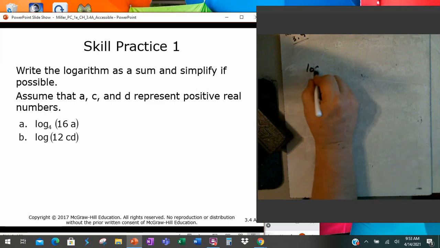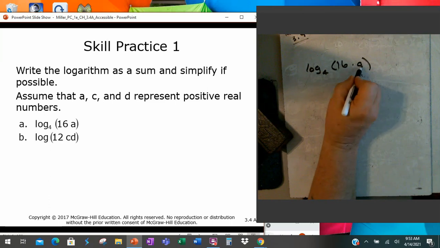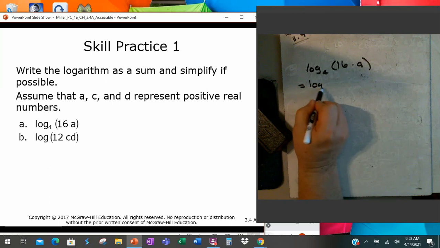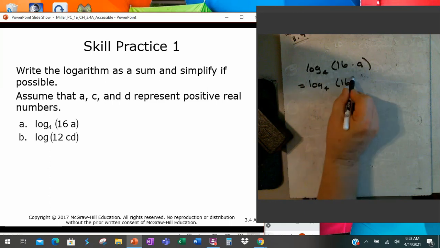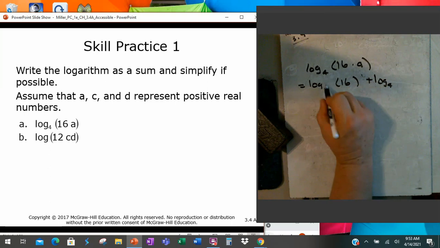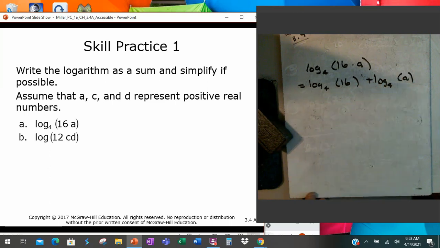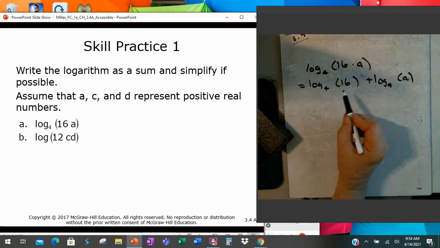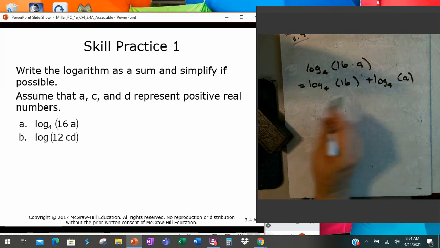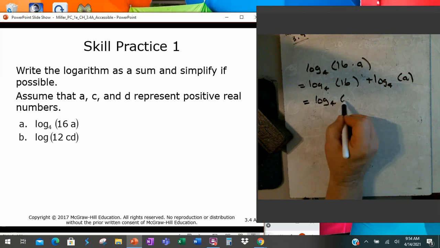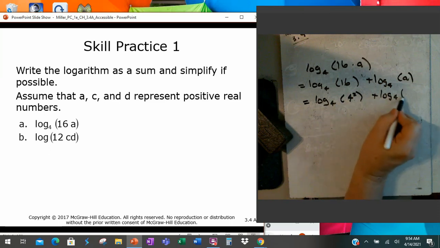Okay. So here, log base 4 of 16 times a. Logarithms, multiplication goes to addition. So I go log base 4 of 16 plus log base 4, same base, of a. And then once I get it expanded, I want to go back and see if I can simplify. Is this any power of 4? And it turns out this is 4 squared. 4 times 4 is 16. So I'm going to write this as 4 squared just for a second.